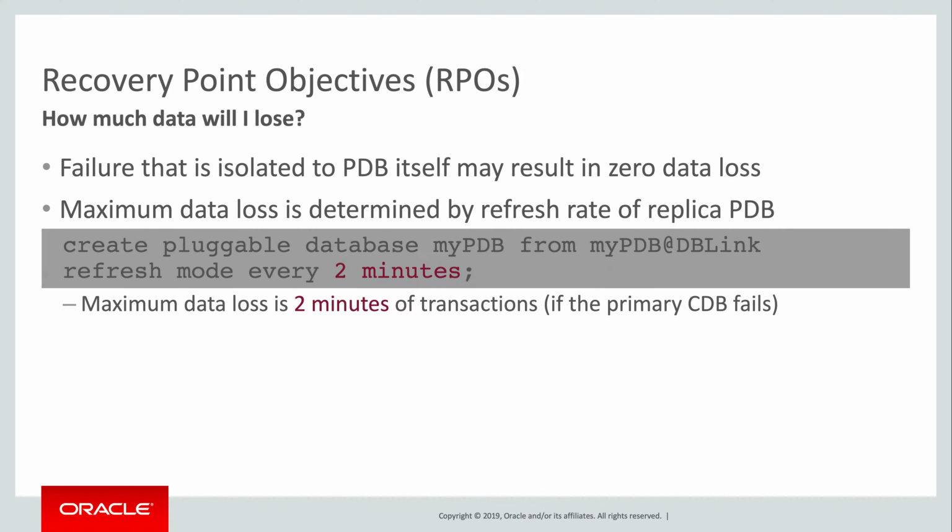Recovery point objectives apply to how much data is lost in the event of failure of the primary. In many cases, the failure of the source PDB alone will not cause any data loss. As long as the source CDB remains operational, all committed transactions should be protected in the online redo logs and archive logs of the source. It is therefore likely that even transactions that had not been applied to the replica at the time of failure of the source PDB can be recovered and applied to the replica before switching over to that.